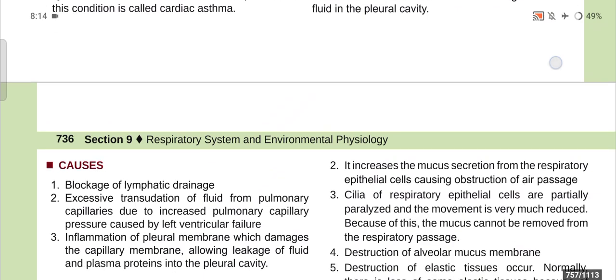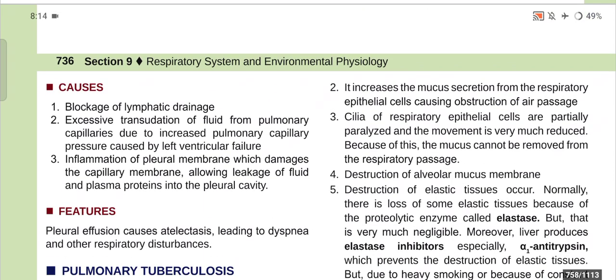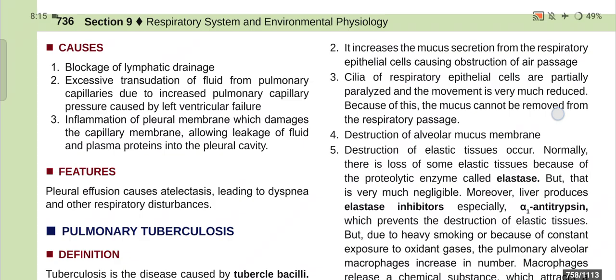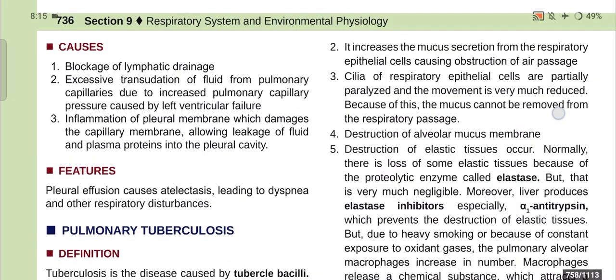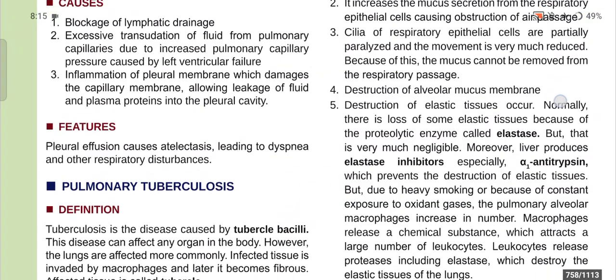Now, what are the causes? Causes are blockage of lymphatic drainage, excessive transudation of fluid from pulmonary capillaries due to increased pulmonary capillary pressure caused by left ventricular failure. Then the inflammation of pleural membrane, which damages the capillary membrane and allows the leakage of fluid and plasma proteins into the pleural cavity. Now, what are the features? Pleural effusion causes atelectasis, leading to dyspnea and other respiratory disturbances.